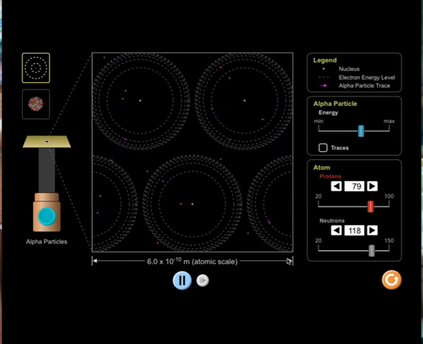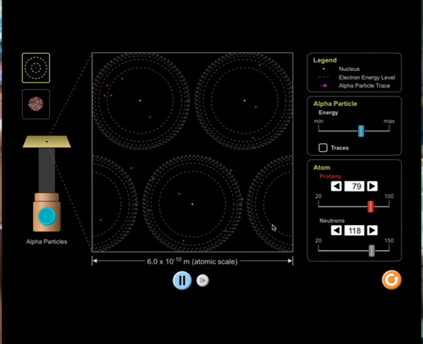Then 1 in 100,000 bounce right back, like that one did. Now what that means is, because the alpha particle is actually quite a massive thing, quite a heavy thing, then it must have hit something which has also got a lot of mass. So that 1 in 100,000 bouncing right back, what that told them was there must be a place in the atom where virtually all of the mass of the atom is.